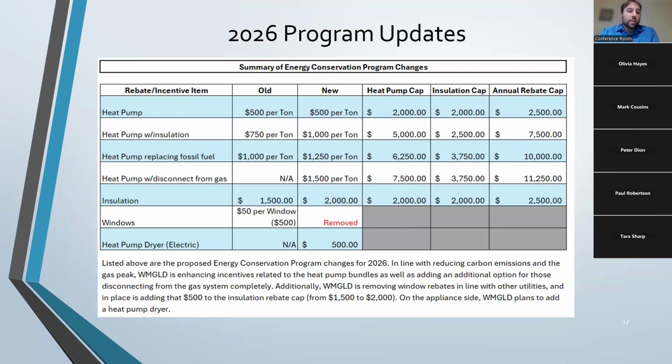For insulation and windows, there's a slight change, similar to other utilities. Most people don't offer window rebates anymore. So we took the $500 cap that windows used to have and added it to the insulation rebate cap. It used to be 50% of cost up to 1,500 for insulation. Now it's 2,000 because we're adding the 500 that windows used to bring. And then, as we mentioned before, the heat pump dryer is being added at $500.